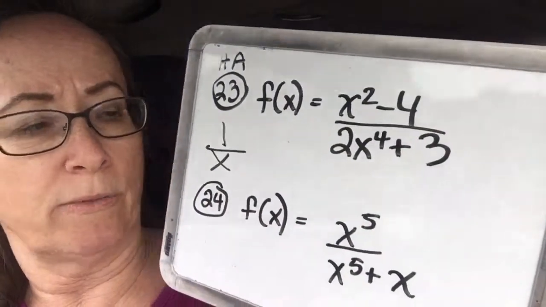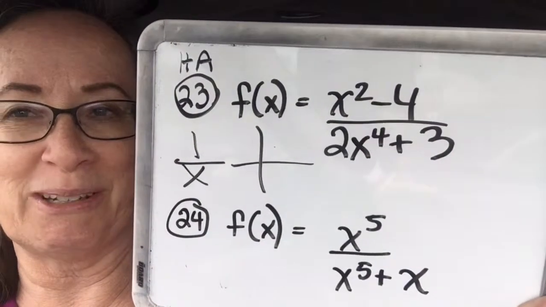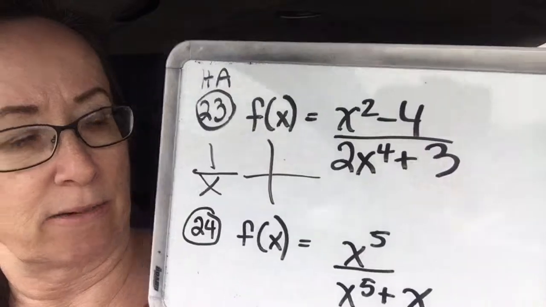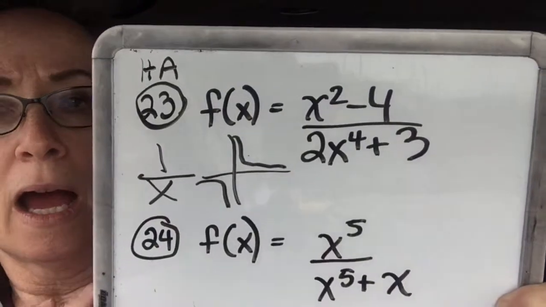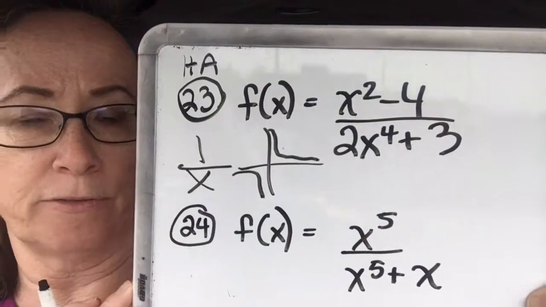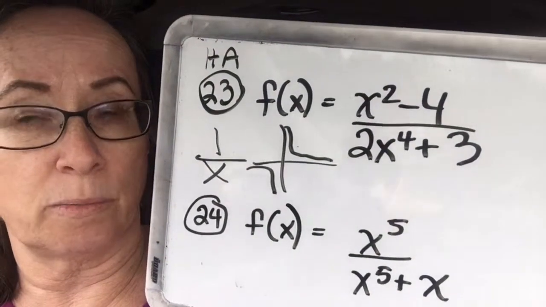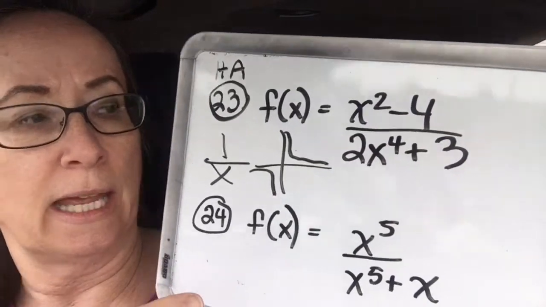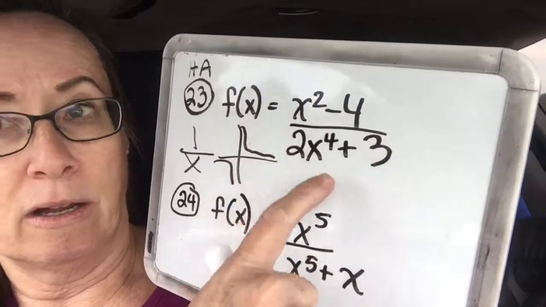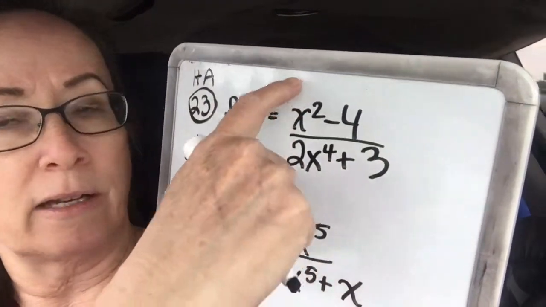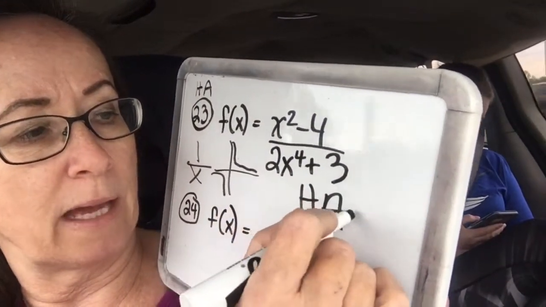Remember, our parent function is 1 over x. And we know the 1 over x function always has a vertical asymptote at 0 and a horizontal asymptote at 0. So it looks like this. Any rational function that has a greater degree in the denominator than in the numerator is like the parent function and will have a horizontal asymptote of 0. This one is 4th degree in the denominator and only 2nd degree in the numerator, so it should have a horizontal asymptote of 0.